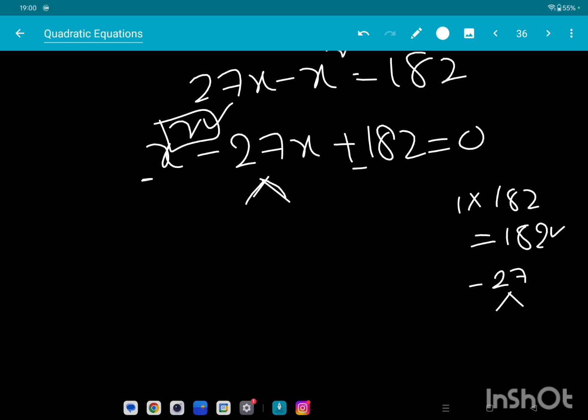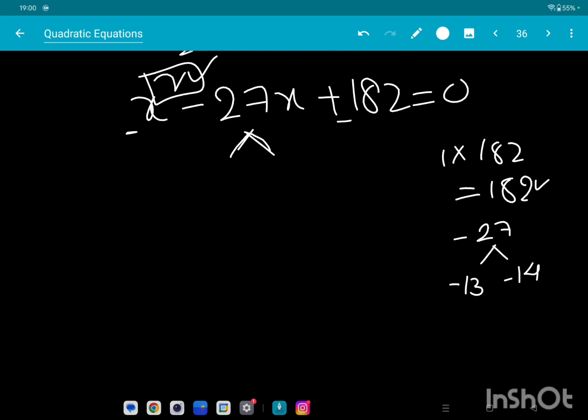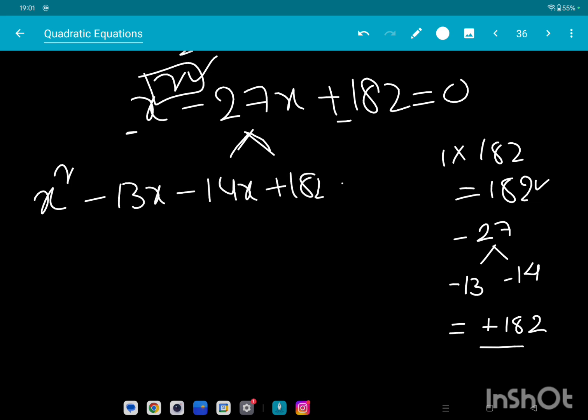How can I write it? Just think about it. Can I write it as minus 13 and minus 14? I will check. So here what is the value? 14 3s are 42. 14 1s are 14, and 182. Minus into minus plus. So we got 182. So I can write it here: x square minus 13x minus 14x plus 182 is equal to 0.